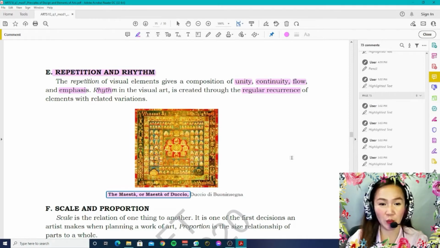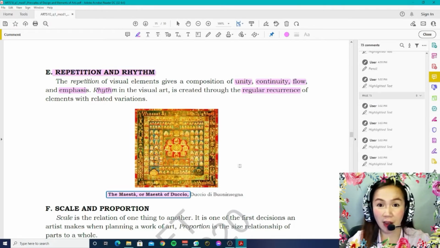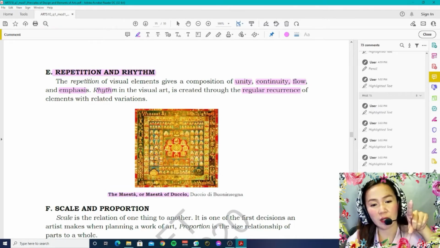At doon papasok yung rhythm. From maliit, tapos biglang malaki, tapos liliit uli. Malaki, liliit uli. And we do have emphasis. Diba? Sabi dito, meron tayong emphasis. Nasaan yung emphasis? Nasa center. And paano nyo nalaman emphasis? Nasa center siya. Plus, malaki and mas brighter ang kanyang color. And naggamit siya ng border here na red, o yan.